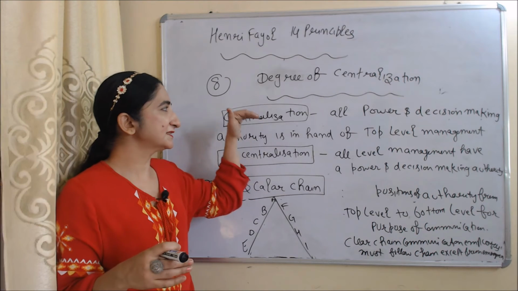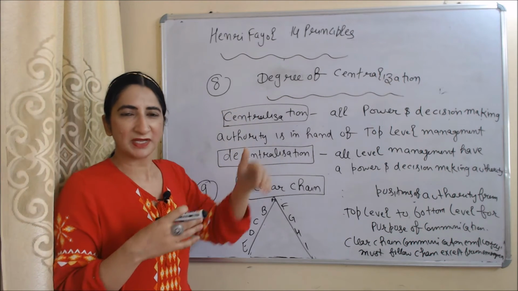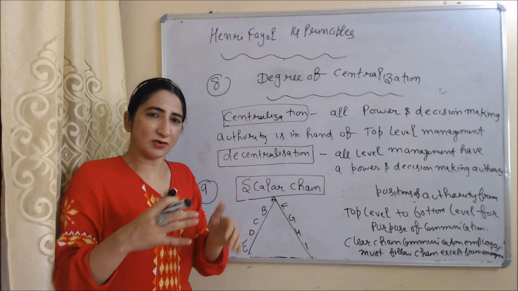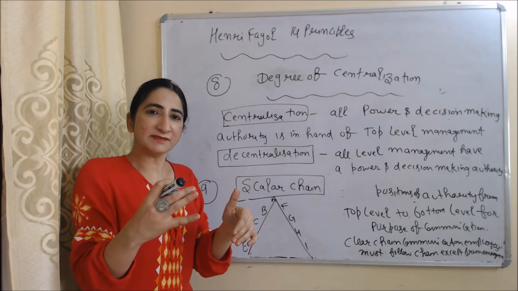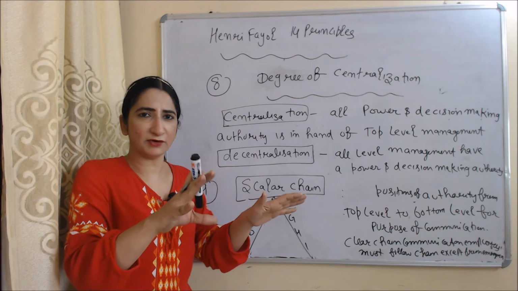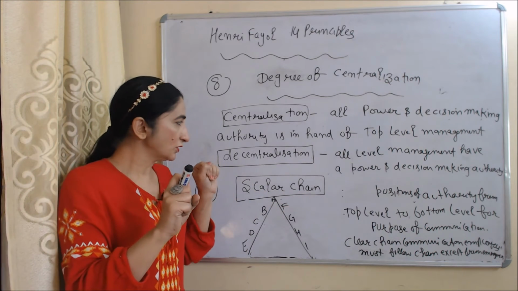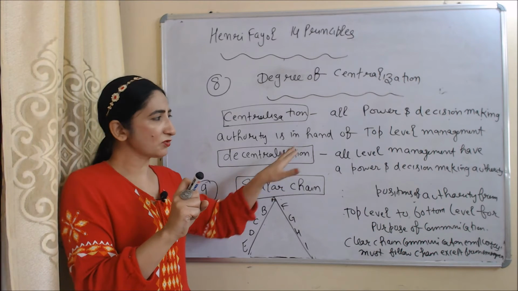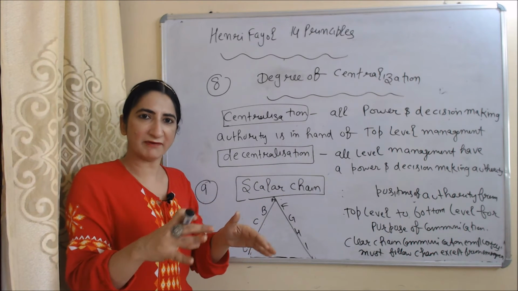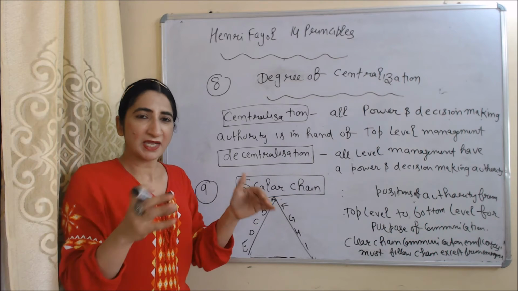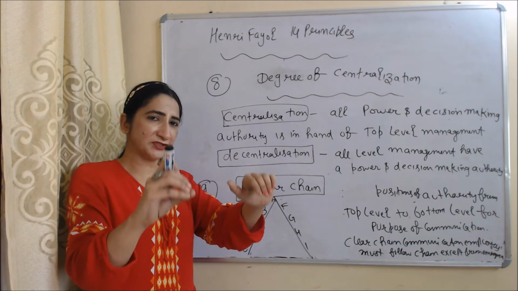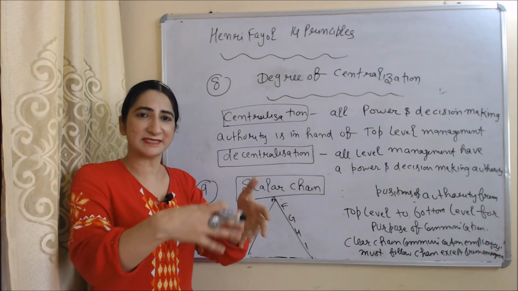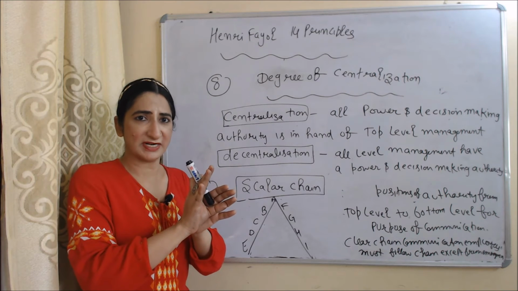Next principle is degree of centralization. Centralization means all power and decision making authority is in the hand of top level management. On the other hand, decentralization means all level of management have a power and decision making authority. According to this principle, there should be proper balance between centralization and decentralization.